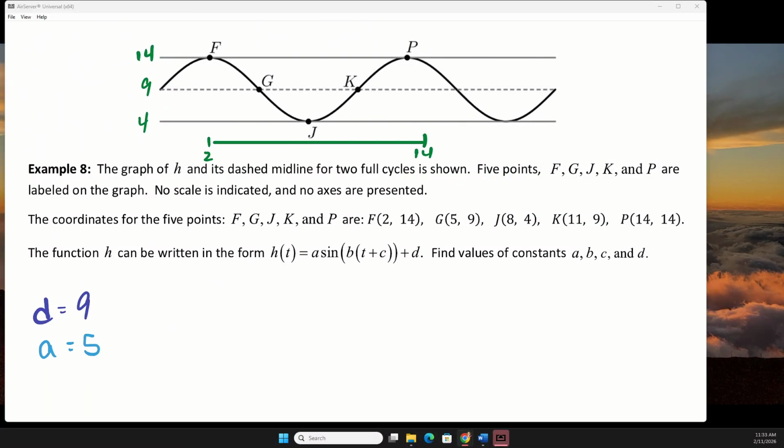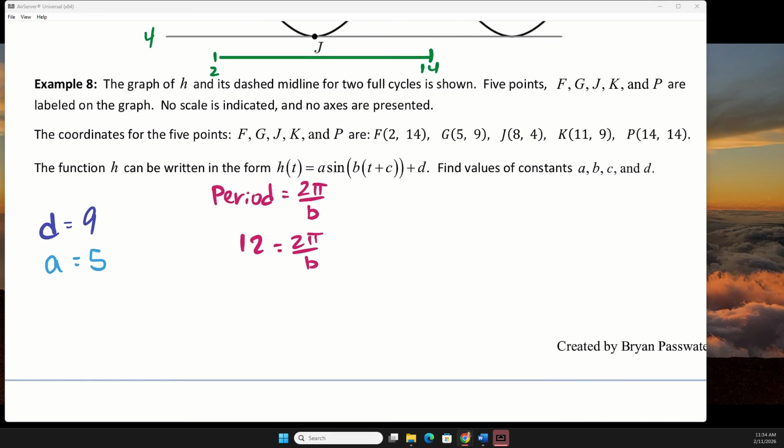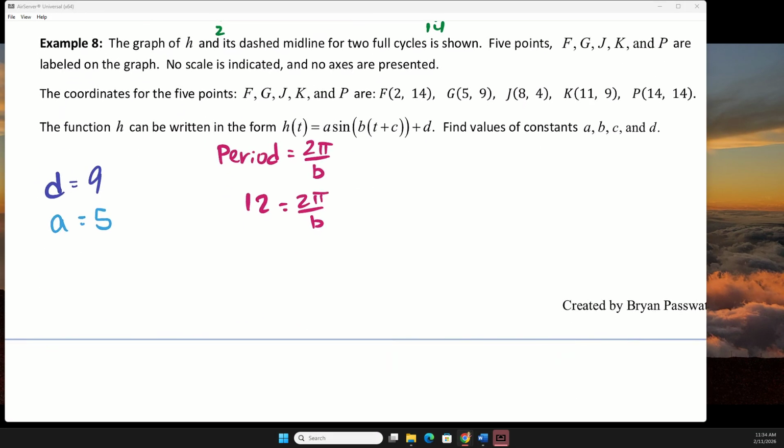All right, now we have found B a few times today. So just a reminder, to find B, you're using the equation that the period is equal to 2 pi over B. We need to find the period. It is 12. And now we need to find B. So if it's okay with y'all, I'm just going to switch.